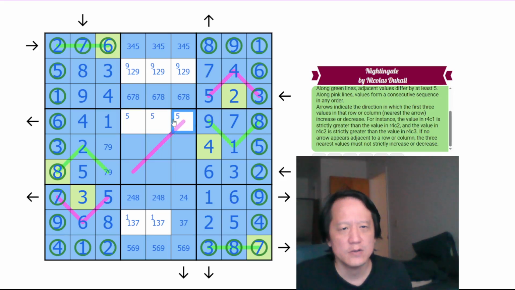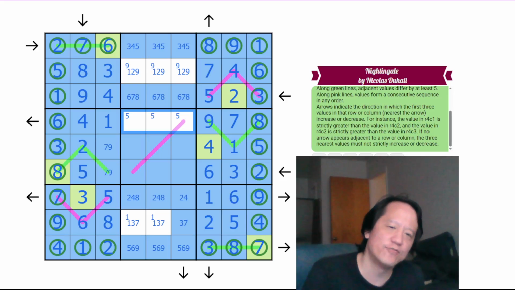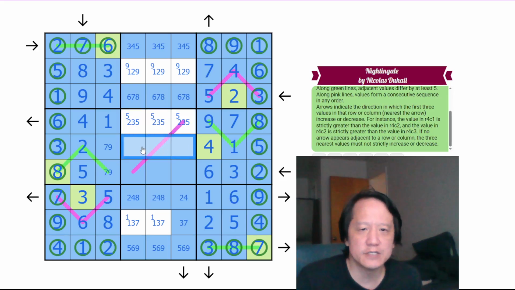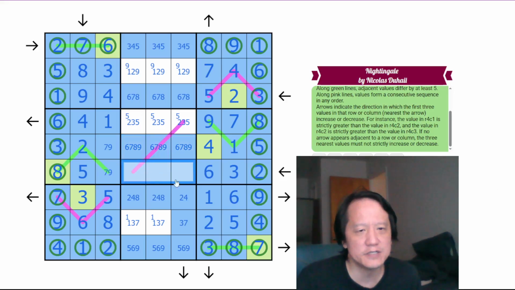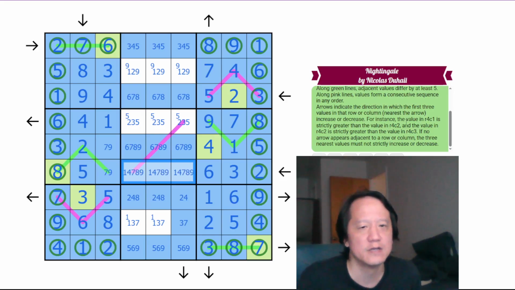Okay. Remaining digits in row 4, we have 2, 3, and 5. Remaining digits in row 5, we have 6, 7, 8, 9. Remaining digits in row 6, we have 1, 4, 7, 8, 9.